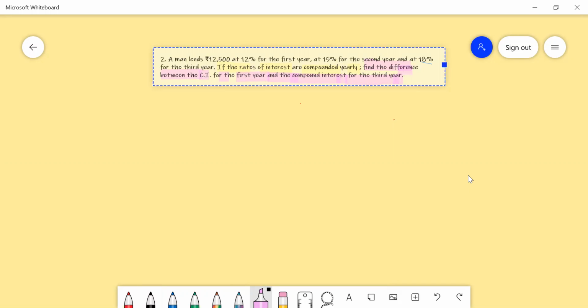So firstly, the solution. What is given in the question: the principal is 12,500 rupees, and for the first year the rate of interest is 12%. We only need the difference between the compound interest of the third year and the first year, that is CI3 minus CI1.